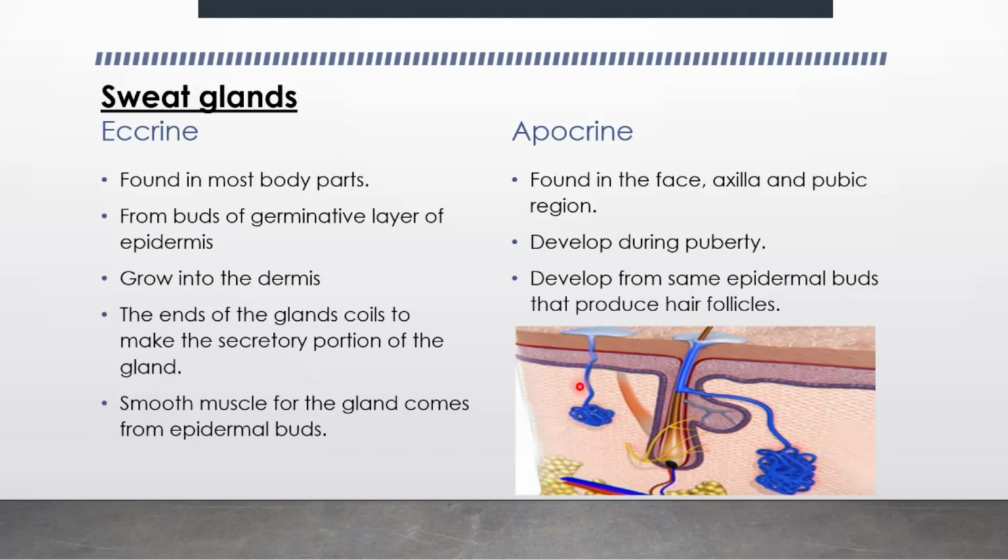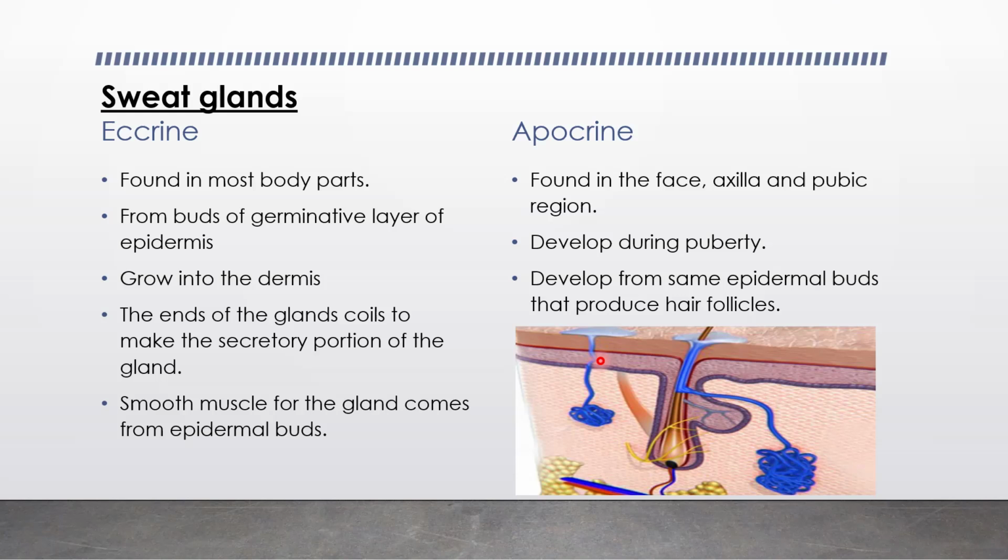How does the eccrine sweat gland develop? It develops the same way as hair. The hair develops downward, like you have downward penetration of the epidermal bud into the dermis, then you have penetration, canalization, then coiling of the secretory part.